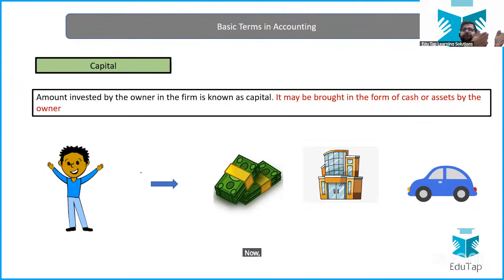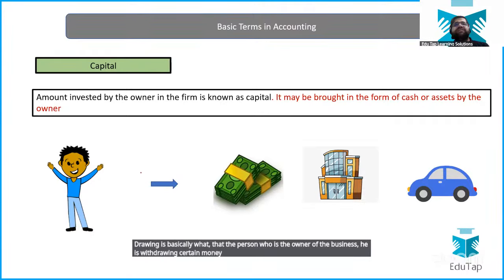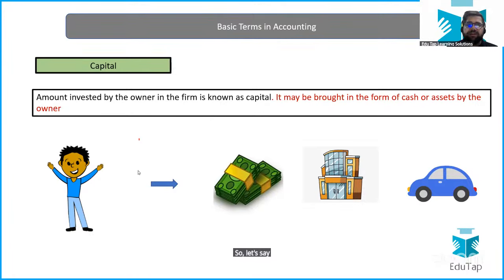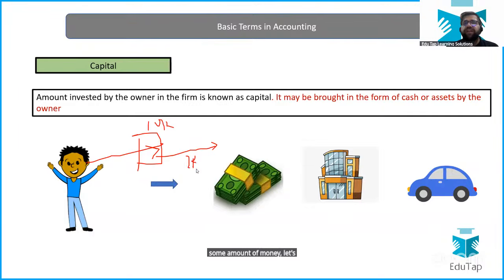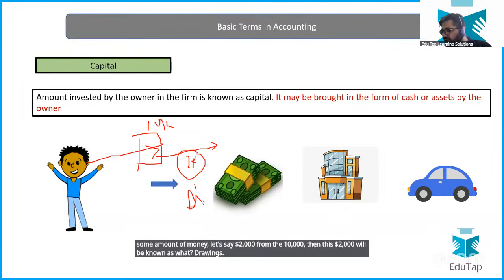Now, if capital is money coming in the business, if the same person is withdrawing its capital, it will be known as drawing. Drawing is basically what? That the person who is the owner of the business is withdrawing certain money from the business. So let's say that this particular person invested 10,000 rupees in the business. So this 10,000 rupees will be what? Capital. But if he withdraws some amount of money, let's say 2,000 from the 10,000, then this 2,000 will be known as what? Drawings. Hello, everybody, connected or not?